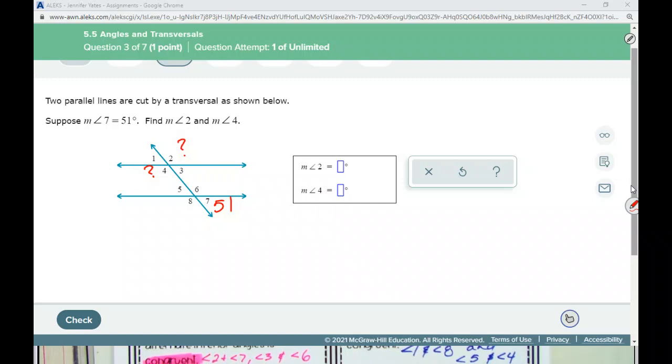51. So let's see. Let me start with 2. What angle goes with 2? 6. 6 is corresponding. Does angle 2 go with angle 6? Yes. So if I knew the measure of angle 6, would I know the measure of angle 2? Yeah. How can I find the measure of angle 6? You can subtract 51 from 180. All right, so what is 180 minus 51?